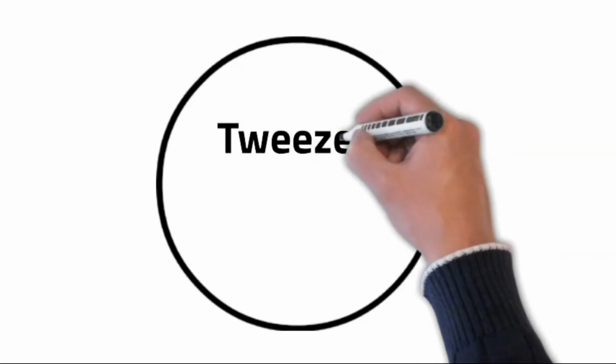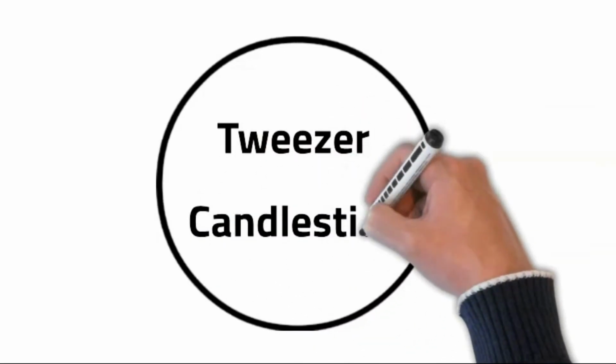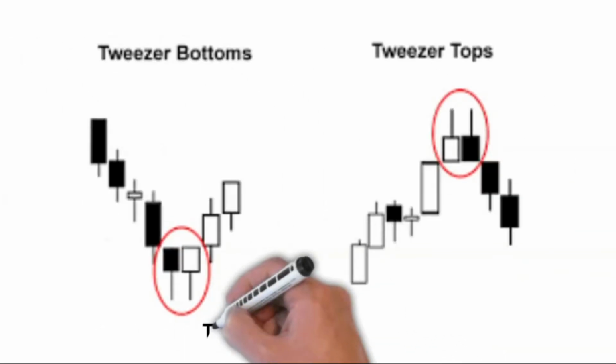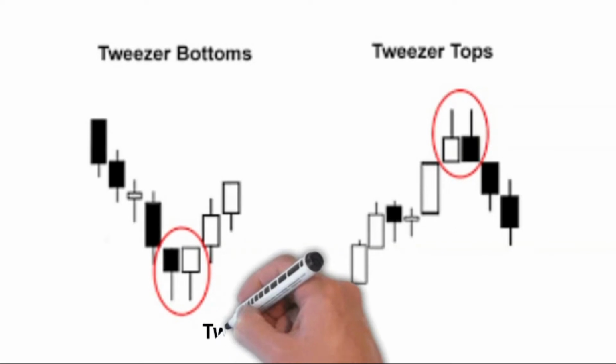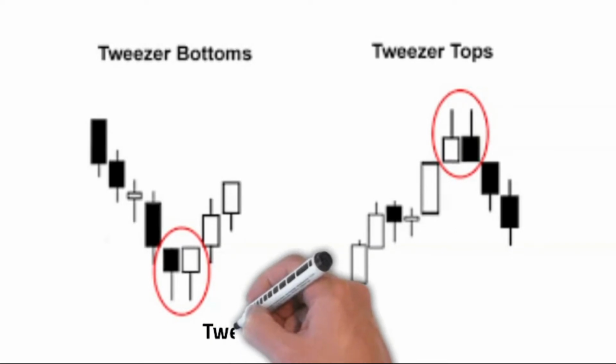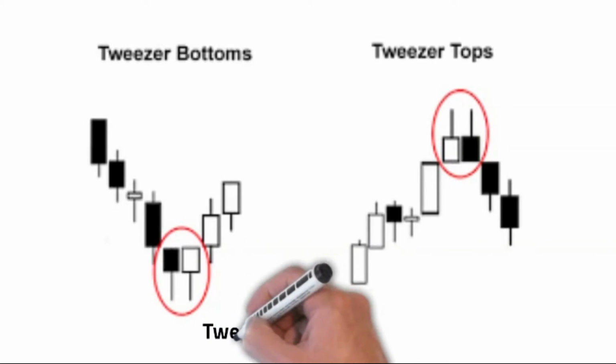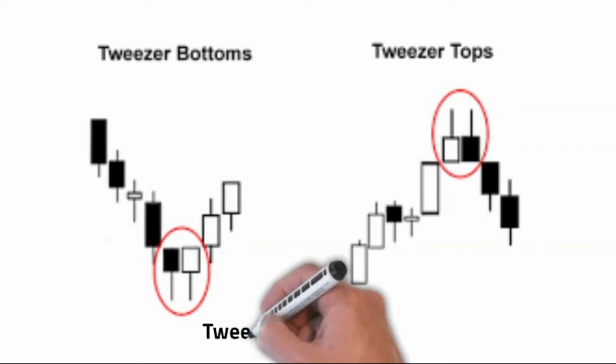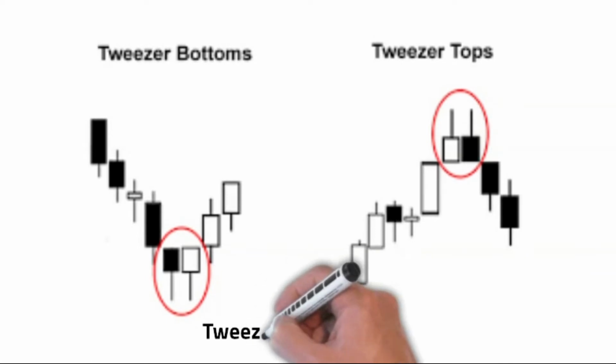Tweezer candlestick patterns are 2 candlestick reversal patterns. This type of candlestick pattern is usually spotted after an extended uptrend or downtrend, indicating that a reversal will soon occur. There are 2 types of tweezer patterns, the tweezer bottom and the tweezer top. The most effective tweezers have the following characteristics.